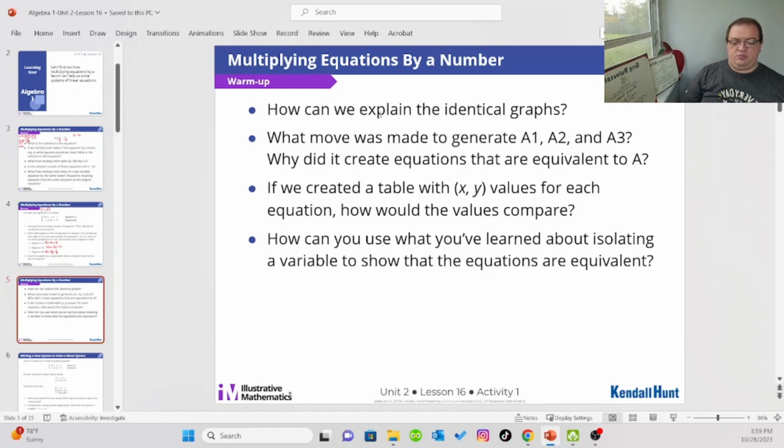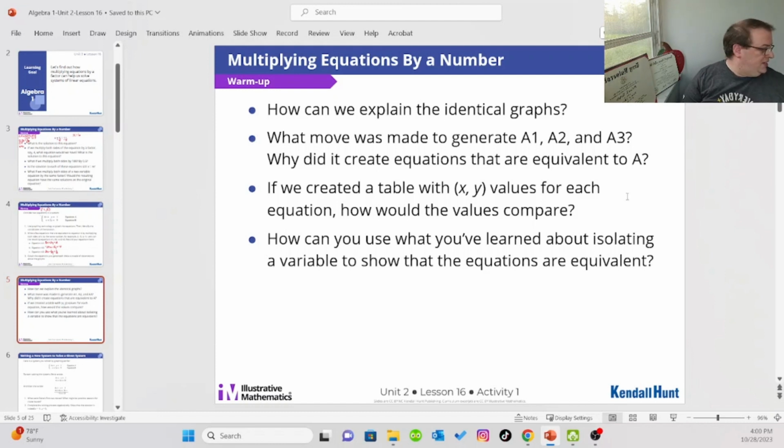How can we explain the identical graphs? We explain them because every part was multiplied by the same factor. So the very first thing you would end up doing is dividing them all by that factor to get back to the original equation. So we graph the exact same line and they would have the exact same solutions.